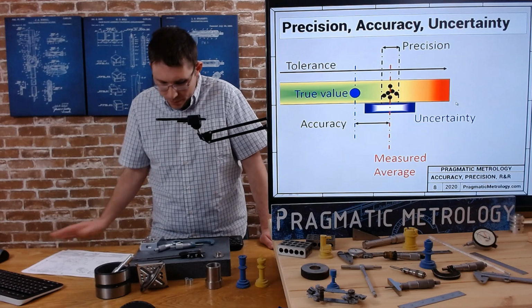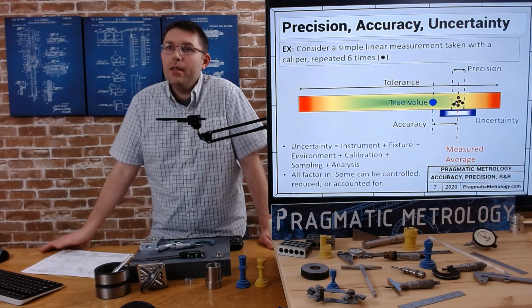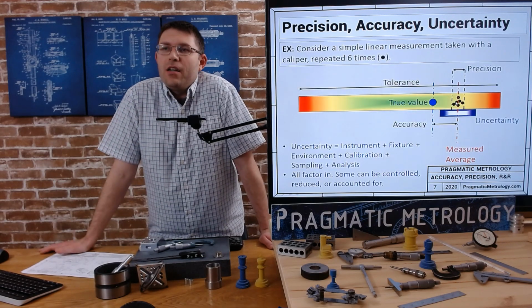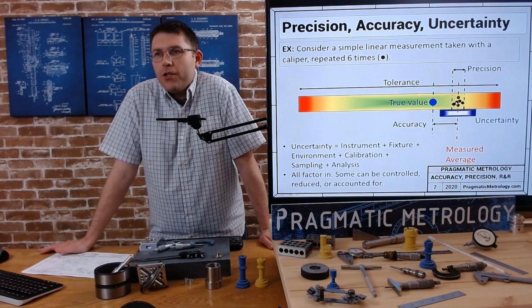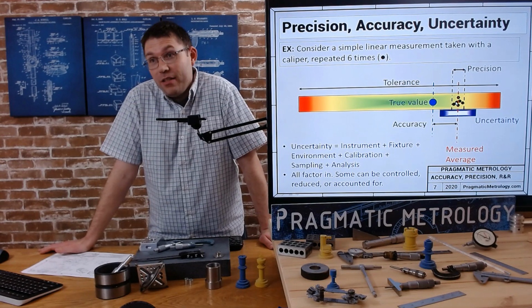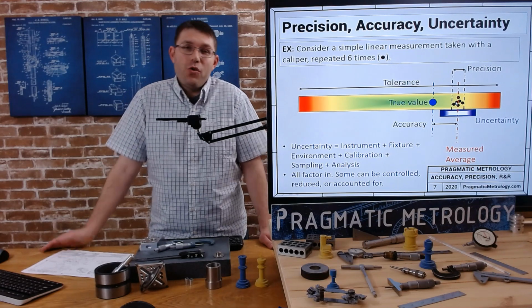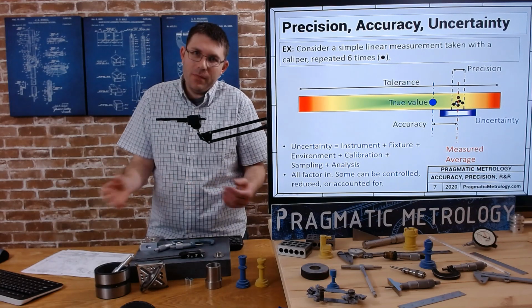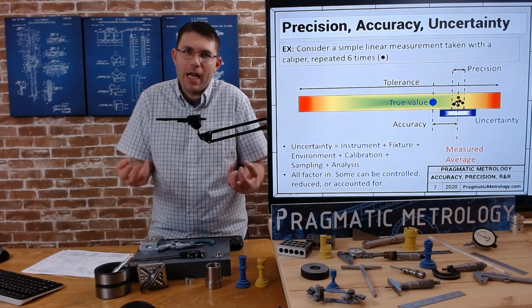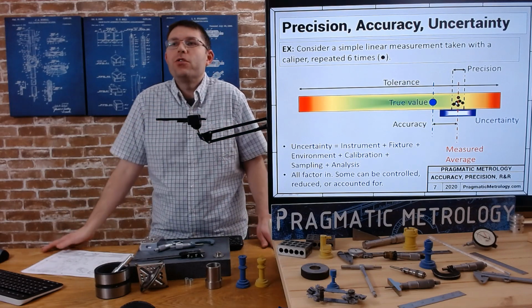So uncertainty is a combination of the instrument and the fixture and the environment and the calibration and the sampling and the analysis. The more you can control that, the better resolution, for lack of a better term, that image resolution you get.